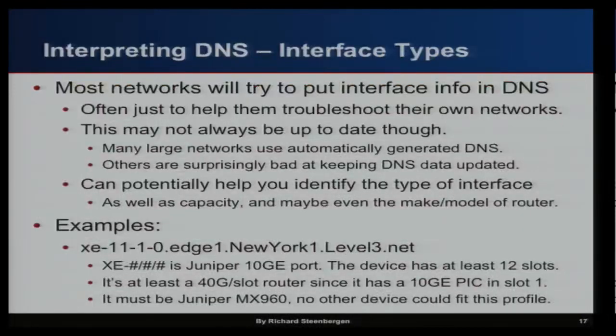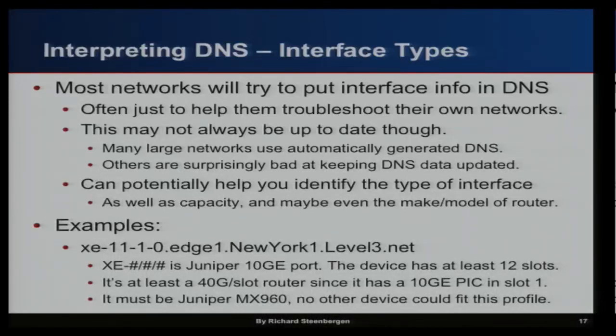So the next thing you want to get out of DNS is the interface types. The way most networks do this is they'll put their full interface info into DNS. Again, mostly to help themselves troubleshoot, not so much for people on the internet, but if you're smart and you know how to interpret it, it can help you, and you know who to complain to correctly. And if you direct your complaint to the right place first, you'll be a lot better off. So you can pull a lot of stuff out of it.